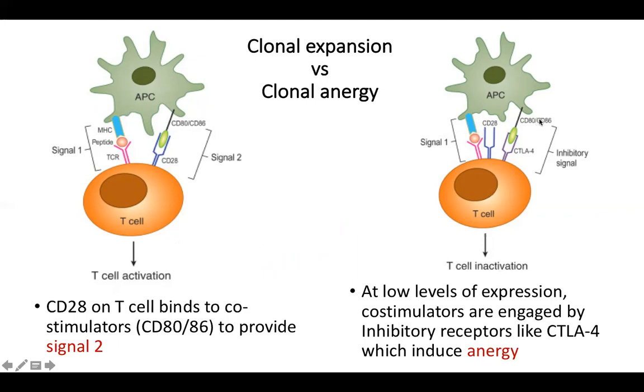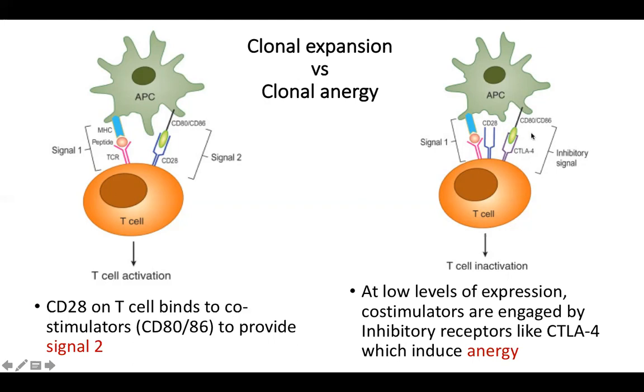But if CD80/86 is very low, B7 is very low, then you have two things. This is a very high affinity receptor, this is the low affinity one. If there are only a few B7 molecules, CD80/86, which will they bind to? So they will preferentially bind to CTLA4 because it has a higher affinity. So at low levels of expression of co-stimulatory molecules, CTLA4 engages the antigen presenting cell and thereby leads to T cell inactivation. What is the importance of it?